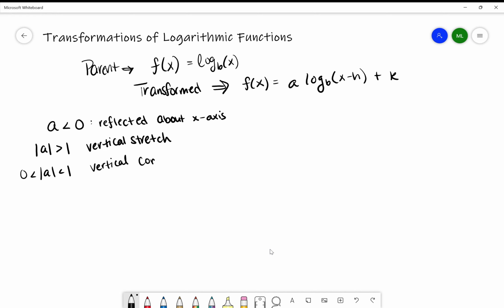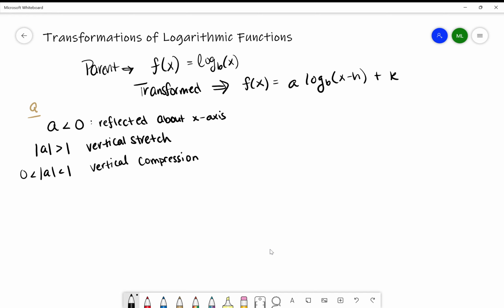So vertical stretch, you can think of it as like a rubber band, you're pushing it away. Compression, you're pushing it into each other, pushing it together. Okay, so this was a. Let's go ahead and color code this just for fun. So here's our a.